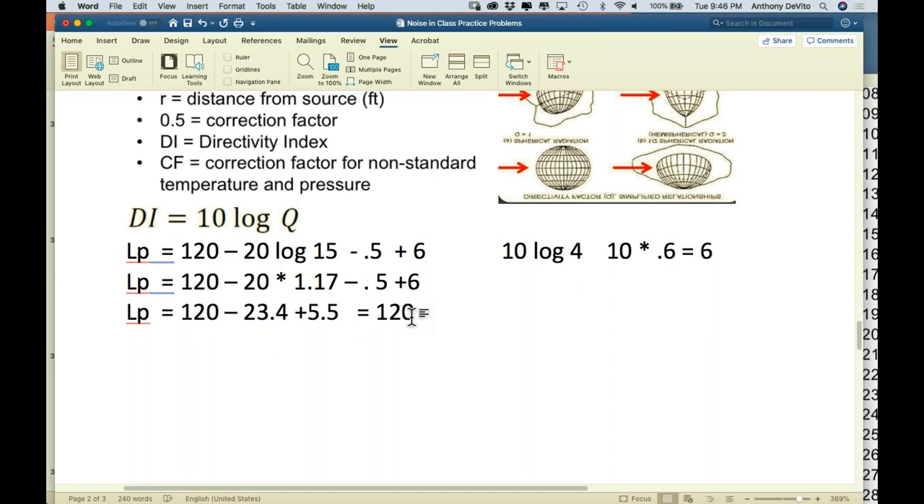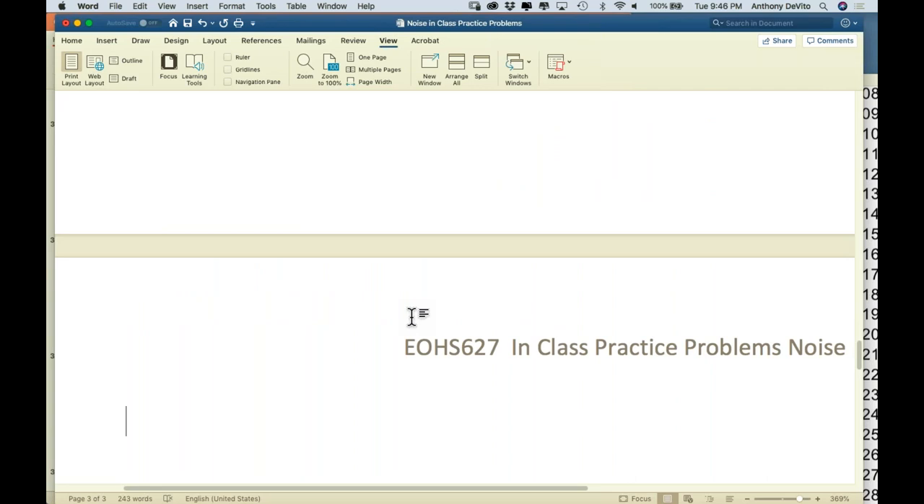We're subtracting. No, stop. Don't take it one step at a time. Negative 23.4 and plus 5.5. It's going to be negative. How much is it going to be? 17.9. Everybody agree with that, right? And what is that going to be? It's 102.1, excuse me. Okay, there we are. So everybody happy with that?